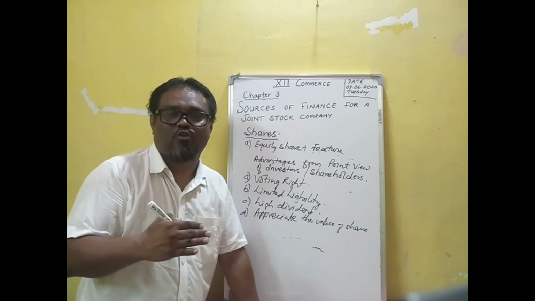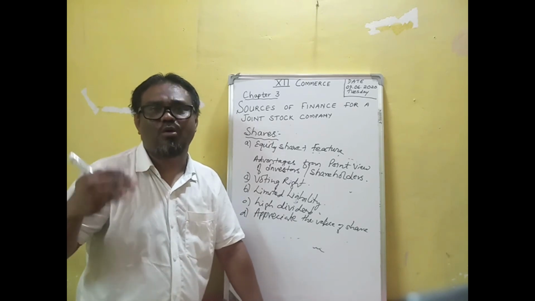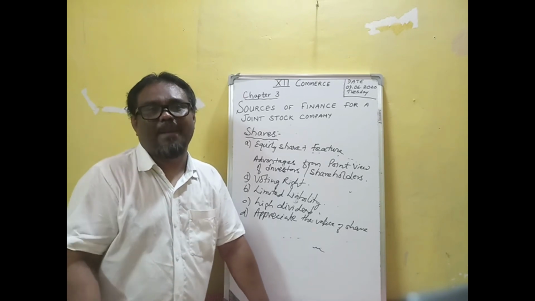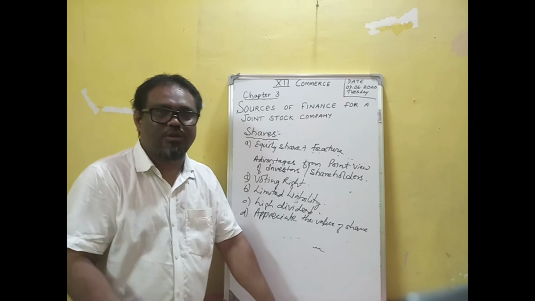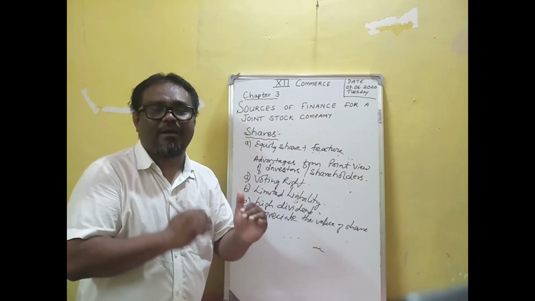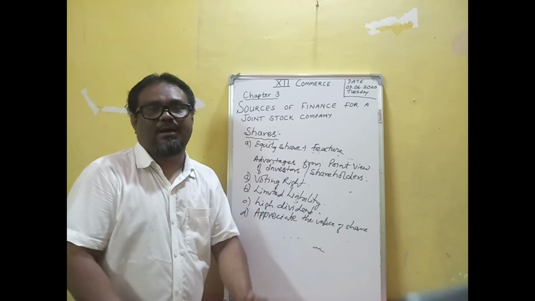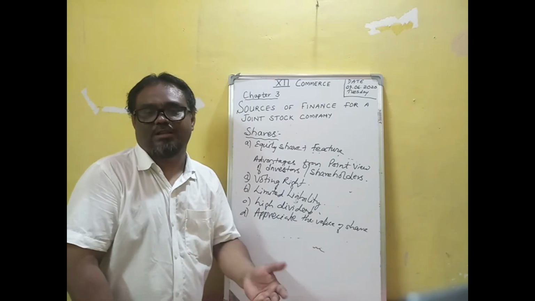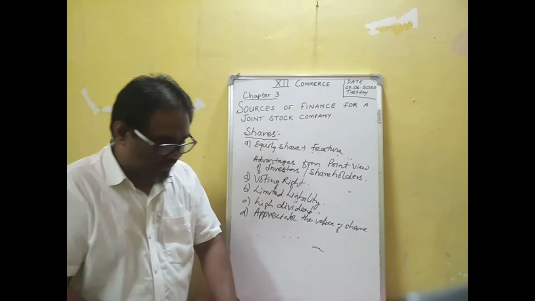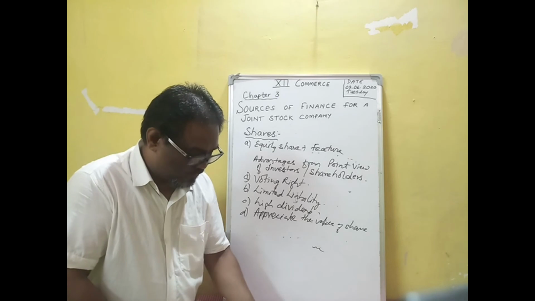So this is also a drawback, that the company cannot raise more funds than is mentioned in the capital clause of the memorandum of association. The company cannot issue more than the capital mentioned as authorized capital in the memorandum of association of the company. So that is another drawback from the company's point of view.